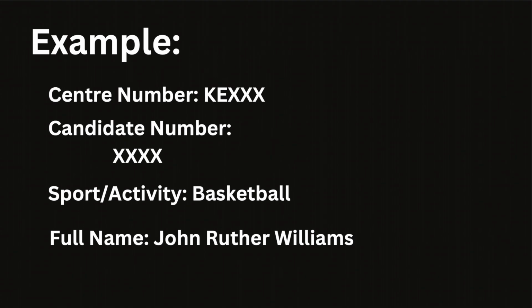Okay, this is an example with a black screen of what I'm talking about, and that's your candidate number, your center number, your sport or activity, and your full name, just like that, plain and simple. And then after, you should have a picture as well with your bib on like this.